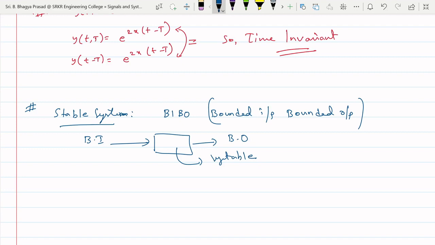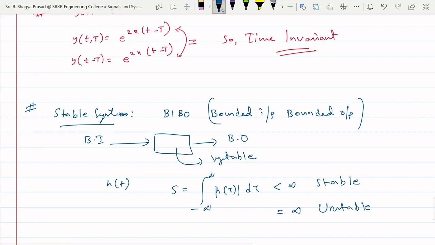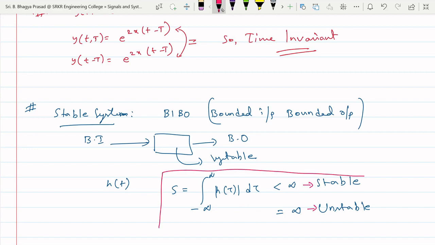For the system h of t, the stability was calculated as S equal to the integral from minus infinity to infinity of h of tau d tau. This value should be less than infinity. If it is equal to infinity, this is unstable, and this is stable. So for a stable system, if you give a bounded input, definitely you will get a bounded output.